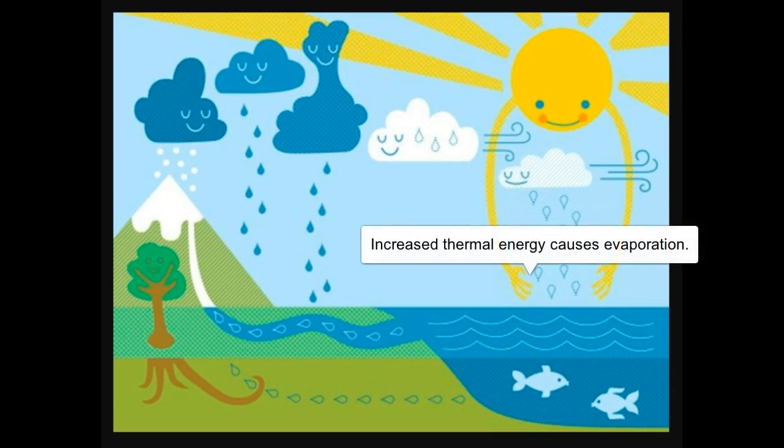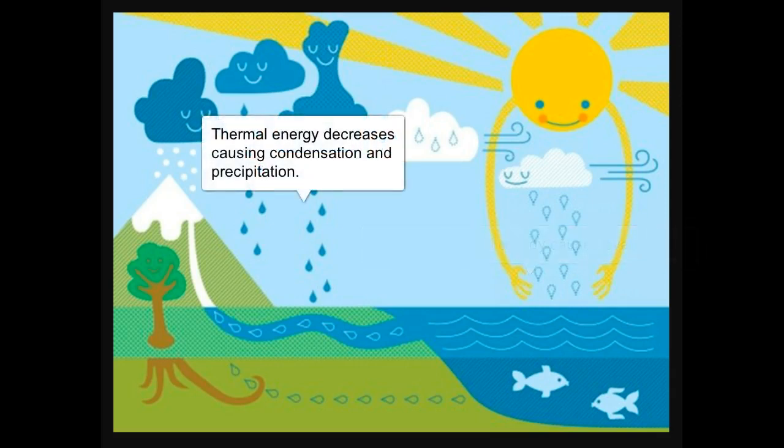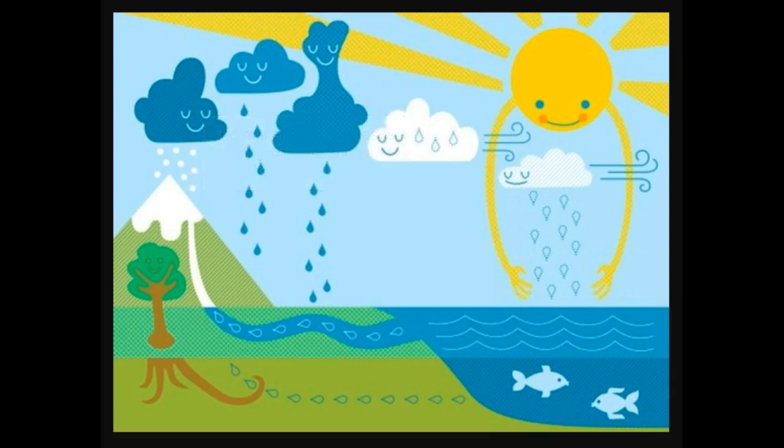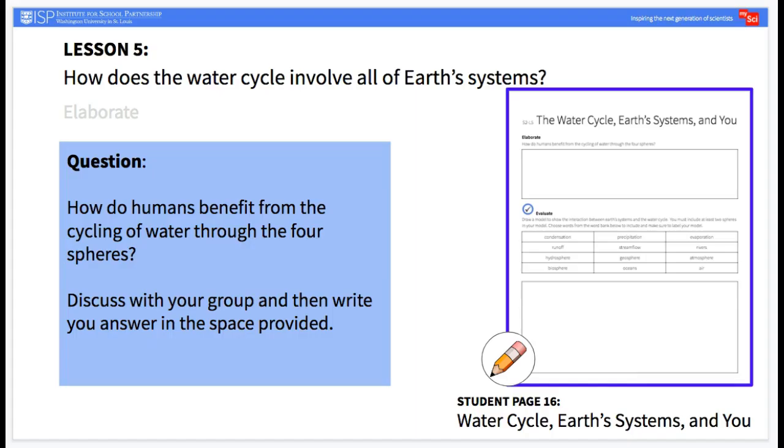For example, as thermal energy increases, water evaporates into the atmosphere. As thermal energy decreases, water condenses into clouds and falls as precipitation back to the geosphere or hydrosphere. This water can be taken up by plants and animals, making its way into the biosphere.